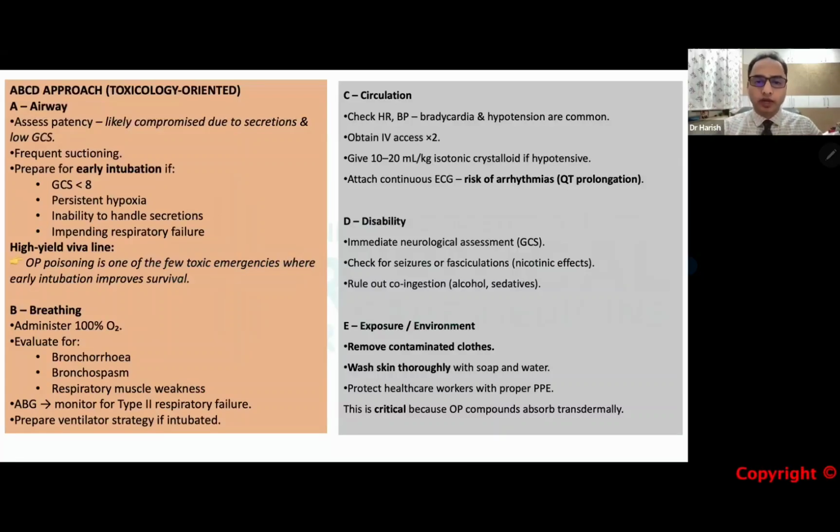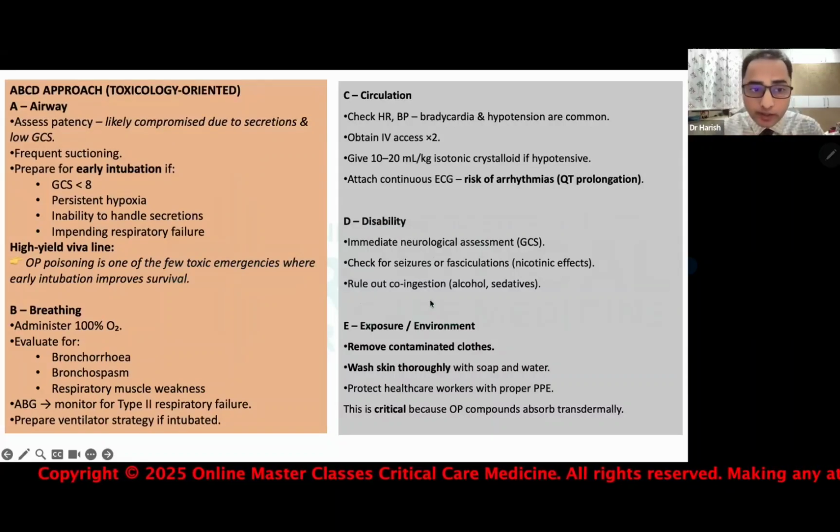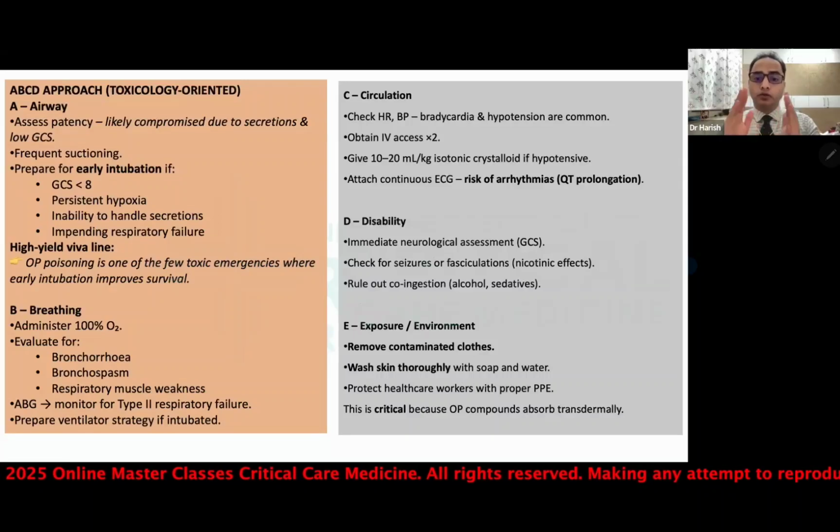compounds. So get some idea about disability, like an immediate neurological assessment, that is the GCS. Check for convulsions or fasciculation because of the nicotinic effect. Rule out co-ingestion. In the Indian scenario, many patients with OP most commonly take alcohol or other sedative agents as well. You should have that co-ingestion idea.